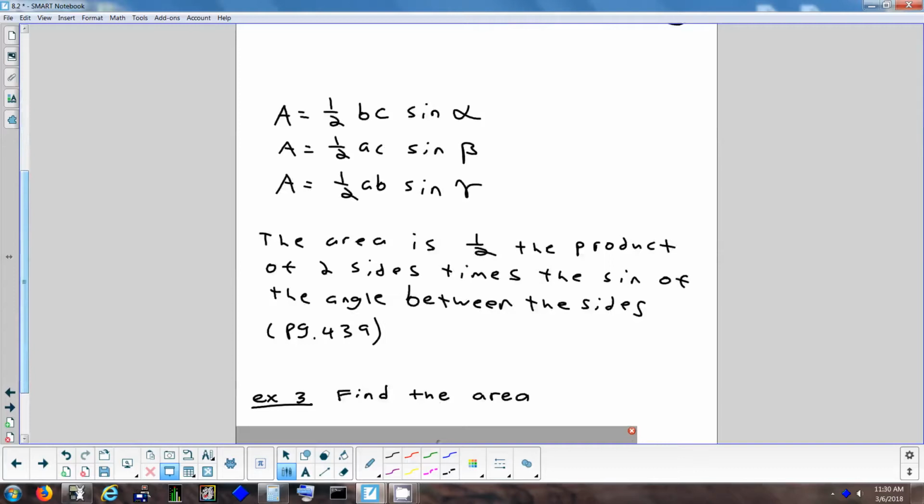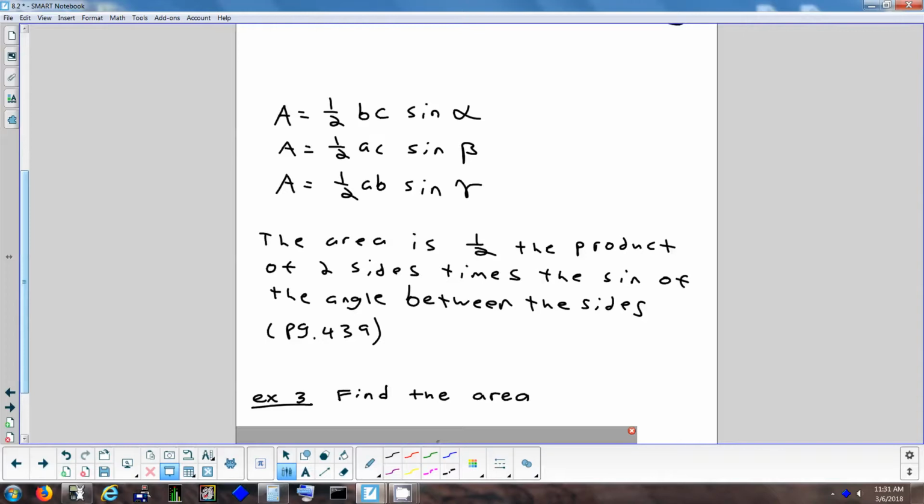So that's how I remember: half the product of any two sides times the sine of the angle between. And you're really just doing 1/2 base times height. It's just you use a little right triangle trig to calculate the height, and we built it into the formula.